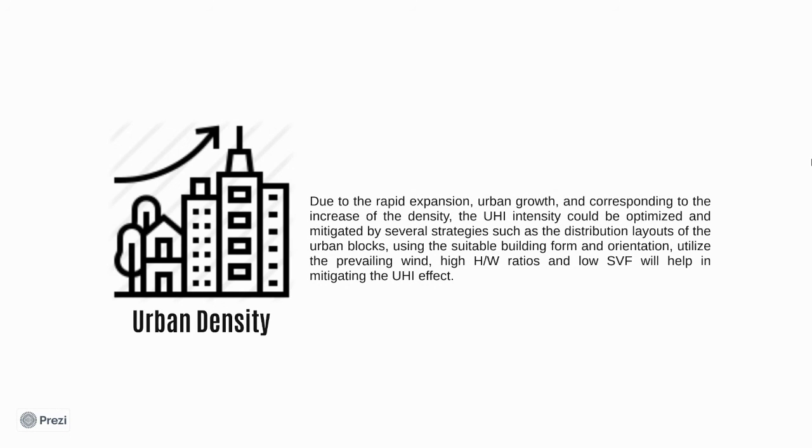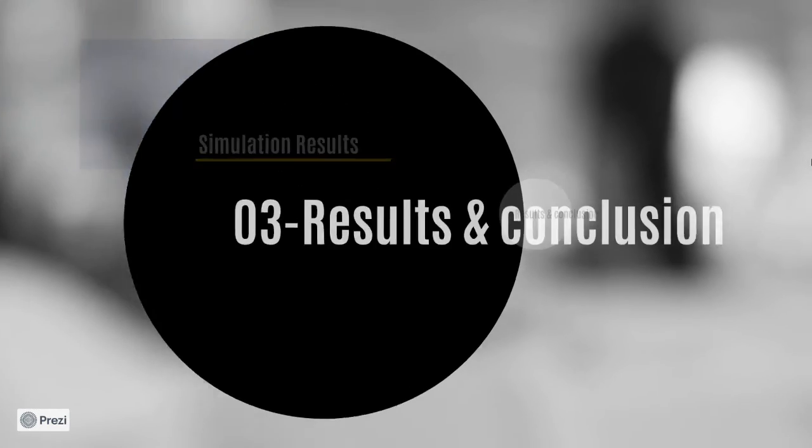Due to the rapid expansion and urban growth, and corresponding to the increase of the intensity, the urban heat island intensity could be optimized and mitigated by several strategies, such as the distribution layouts of the urban blocks, using the suitable building form and orientation, utilizing the prevailing wind, height to width ratio, and low sky view factor. All of these will help in mitigating the urban heat island effect.